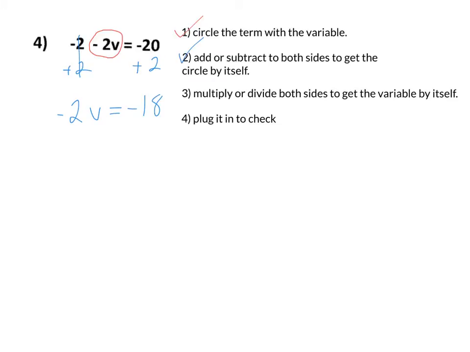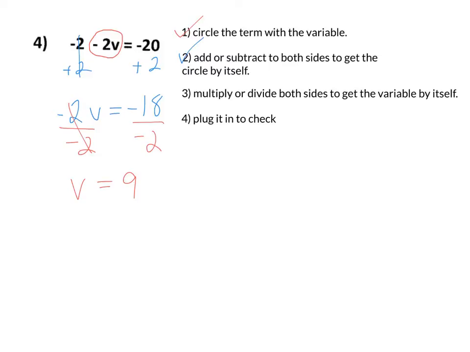Step 3, multiply or divide to get the variable by itself. So in here I've got negative 2 times v. The inverse of multiplying by negative 2 is dividing by negative 2. Divide by negative 2 on both sides. I get v is equal to positive 9.